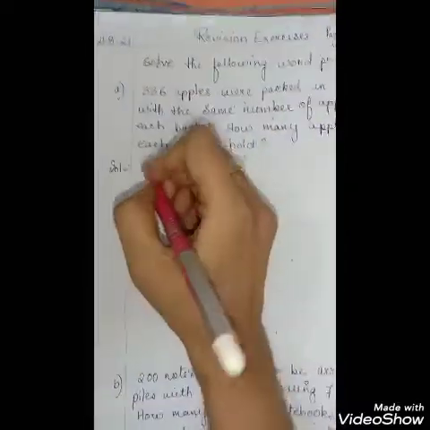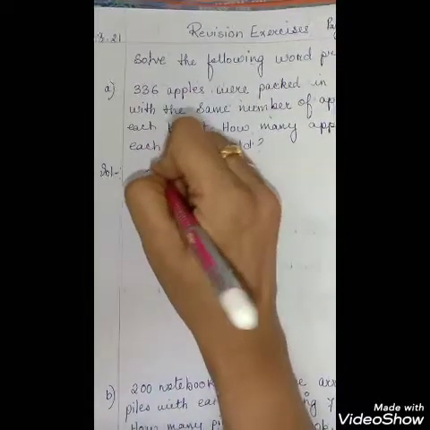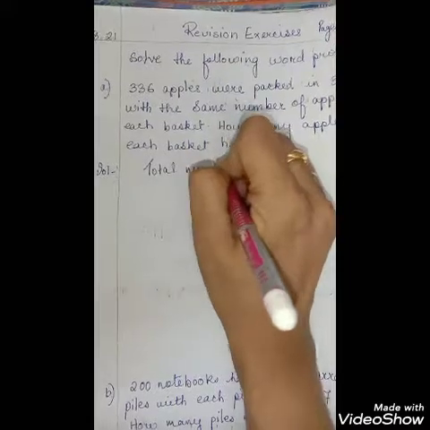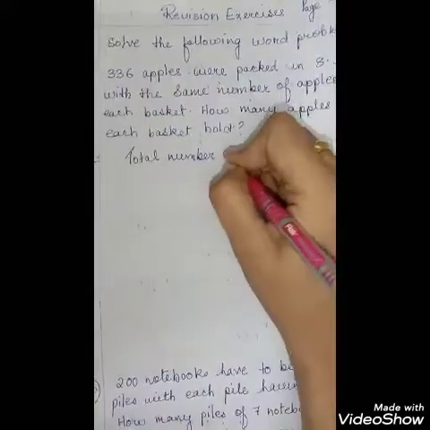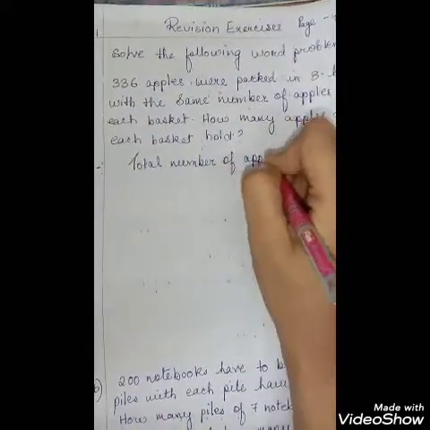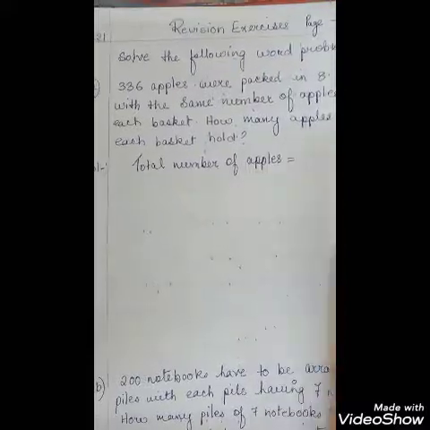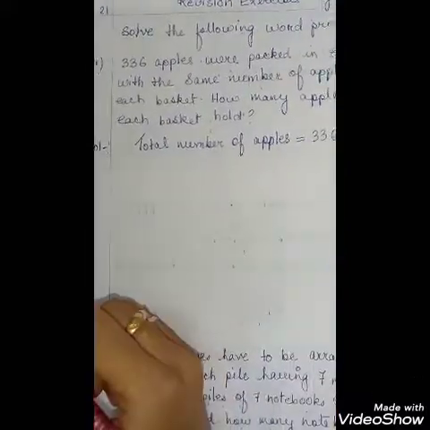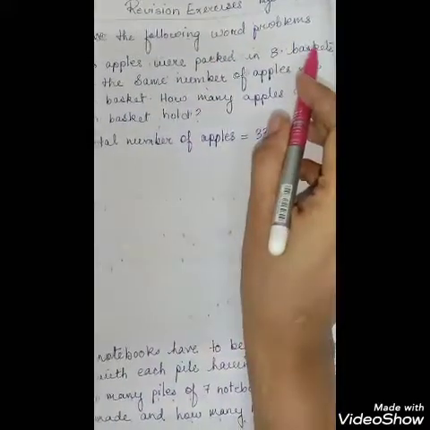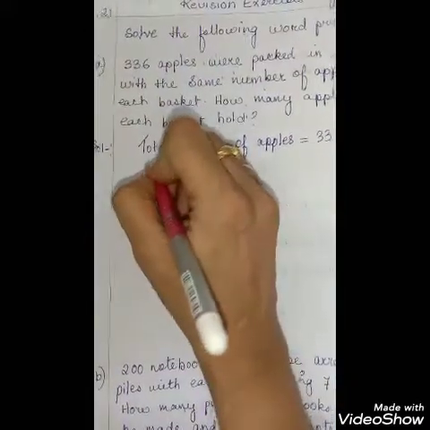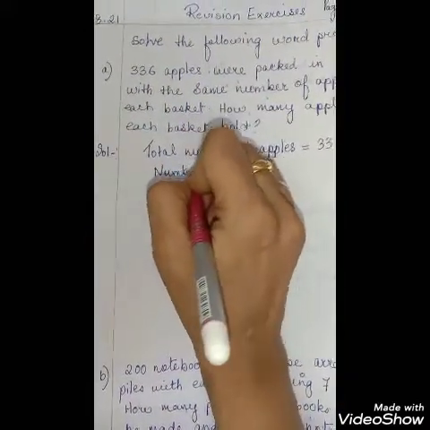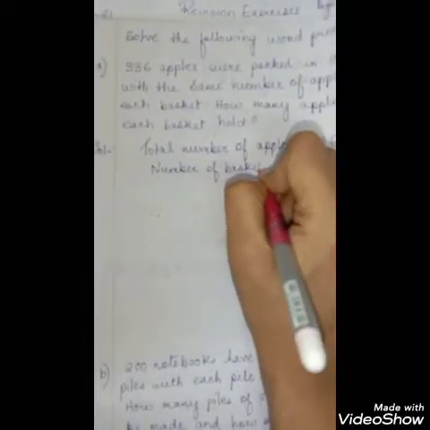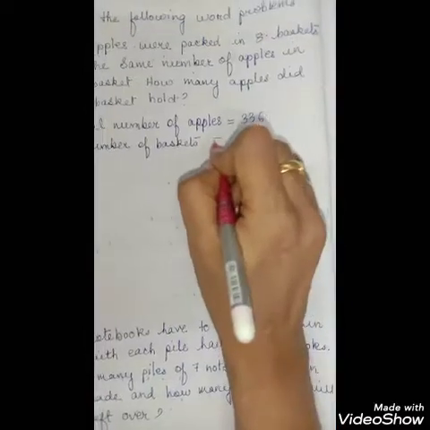So from the given information, what did we get? Total number of apples. These are given in the question. How many are there? 336. Were packed in 8 baskets. Number of baskets? 8. Number of baskets we have is 8.